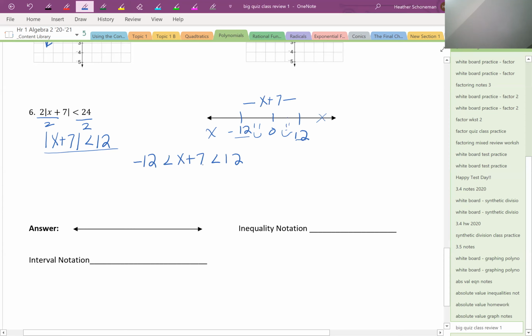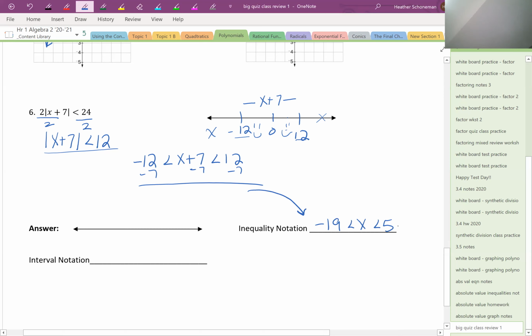All right. So to solve this one, I'm going to subtract 7 from both sides. And my answer is going to go here in the inequality notation. -12 and -7 is -19. It's less than x, which is less than 5.